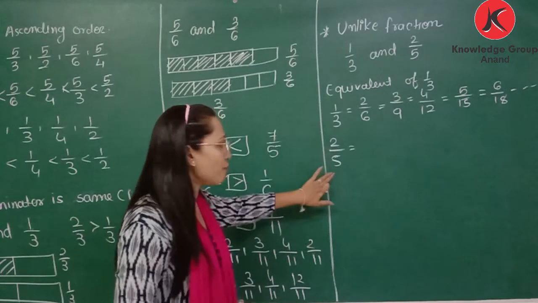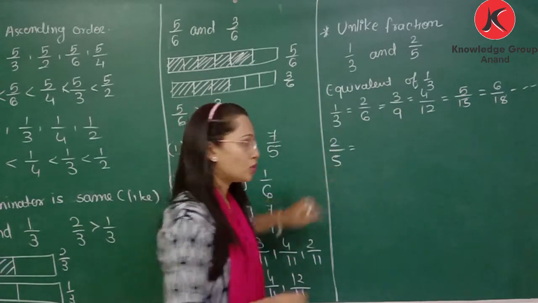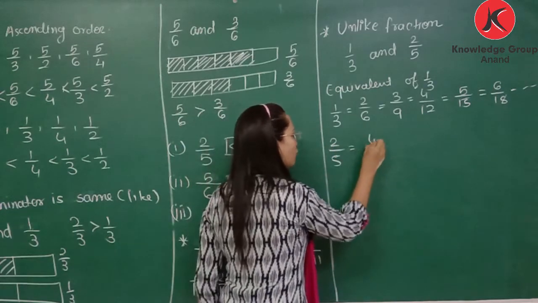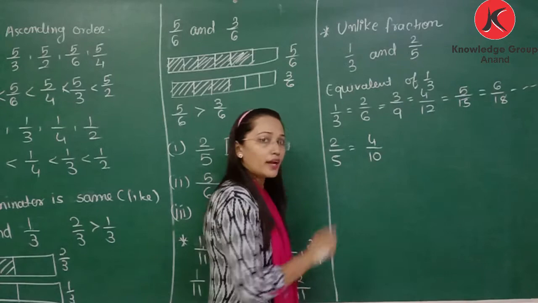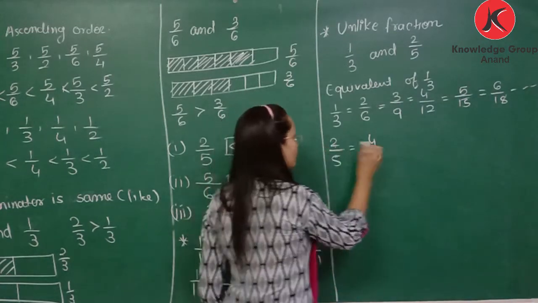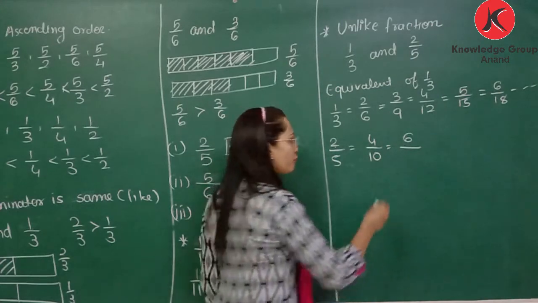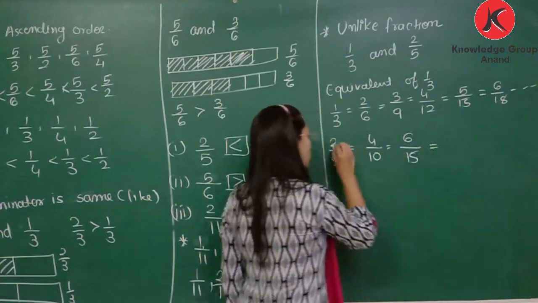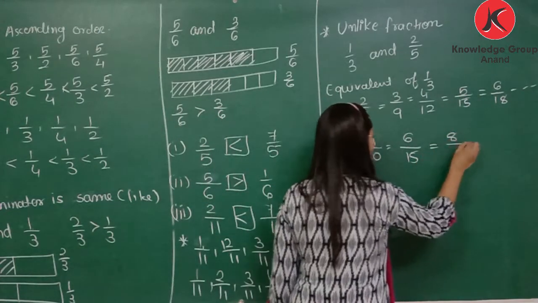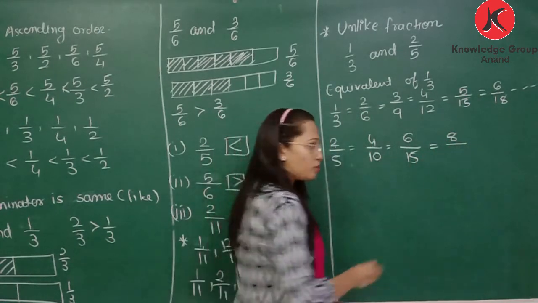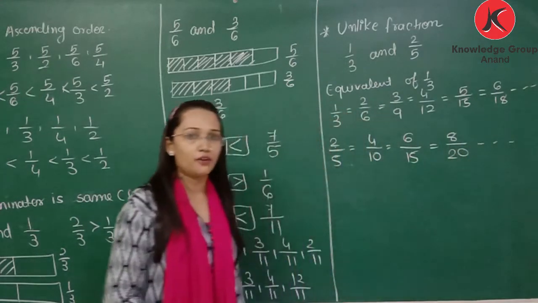So here 2 by 5, it is multiplied with 2 and 2. So 2 multiplied with 2 becomes 4, and 5 multiplied with 2 becomes 10. Now multiply with 3. So 2 multiplied with 3 is 6, and 5 multiplied with 3 becomes 15. Now 2 multiplied with 4 is 8, and 5 multiplied with 4 becomes 20. Likewise, we can get more equivalent fractions.